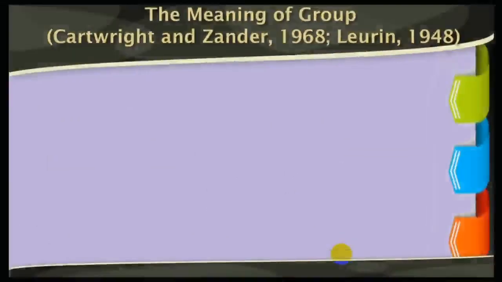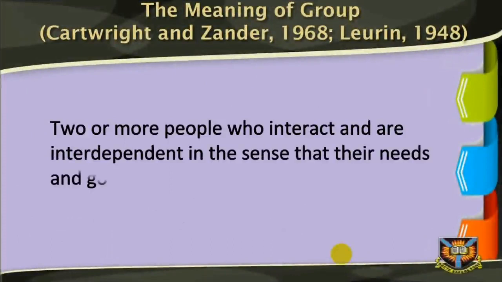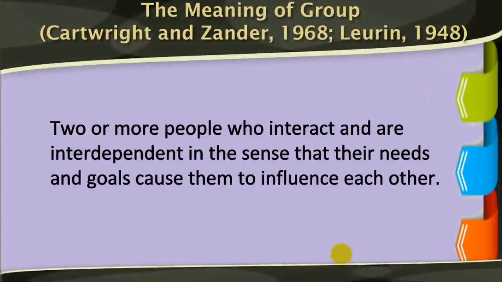The meaning of group. A group consists of 2 or more people who interact and are interdependent in the sense that their needs and goals cause them to influence each other. According to Cartwright and Zander, 1968, Loring, 1948.